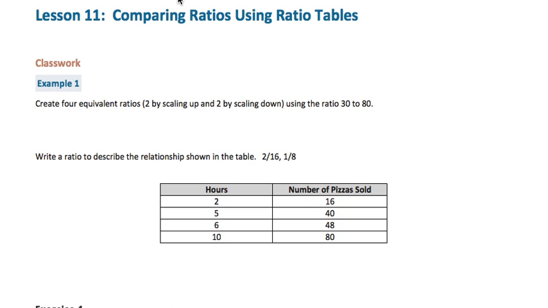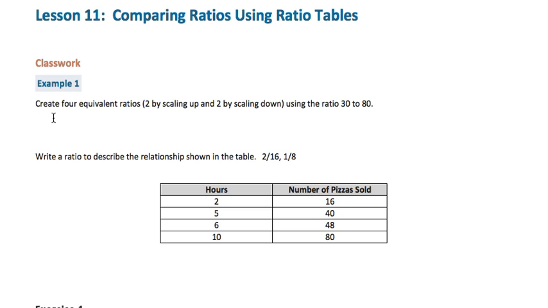Lesson 11 asks us to compare ratios using ratio tables. So we're going to begin in example 1 by creating 4 equivalent ratios, 2 by scaling up and 2 by scaling down, using the ratio 30 to 80. Scaling up and scaling down simply means to make ratios that are larger by multiplying both numbers by the same number, or by making them smaller, scaling down, by dividing both numbers by the same number.